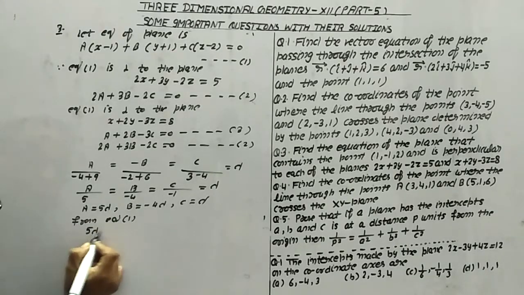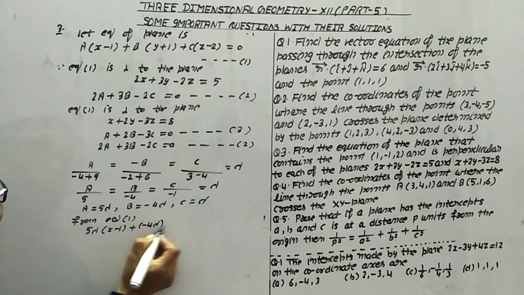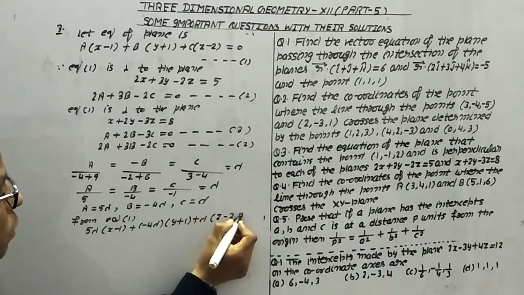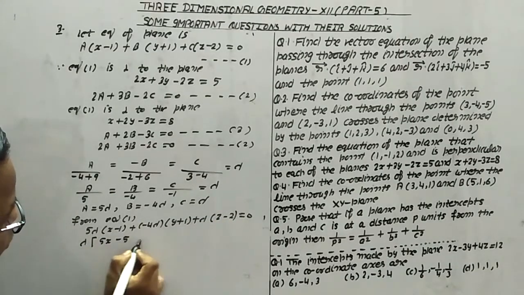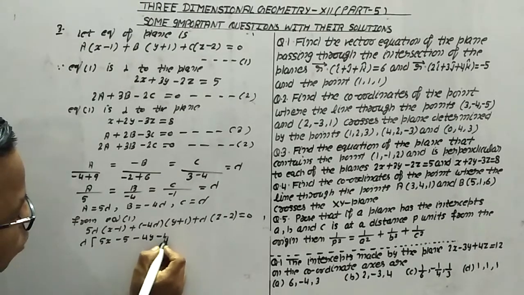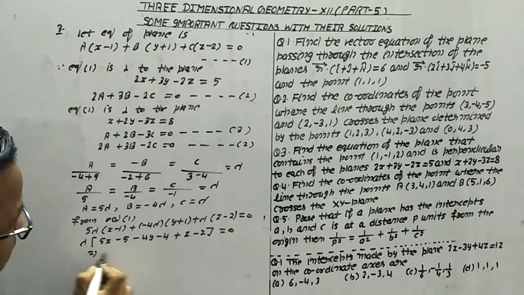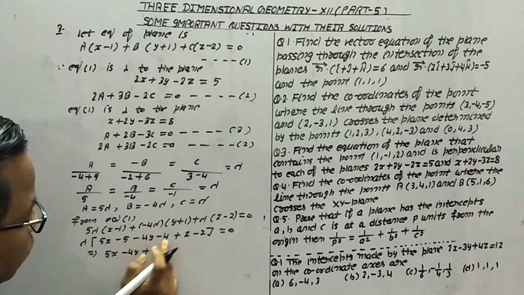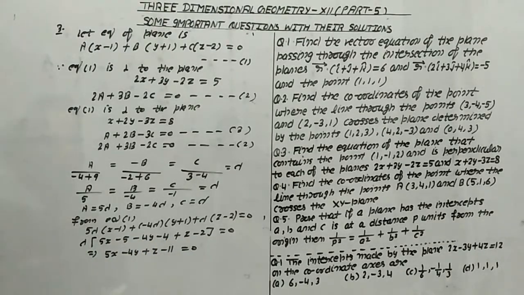Now from equation 1 we get 5 lambda(x - 1) + (-4 lambda)(y + 1) + lambda(z - 2) = 0. Now lambda is common. It means 5x - 5 - 4y - 4 + z - 2 = 0. It implies that this becomes 5x - 4y + z, and this is -9 - 2 = -11, equal to 0, and this is the answer for this part.